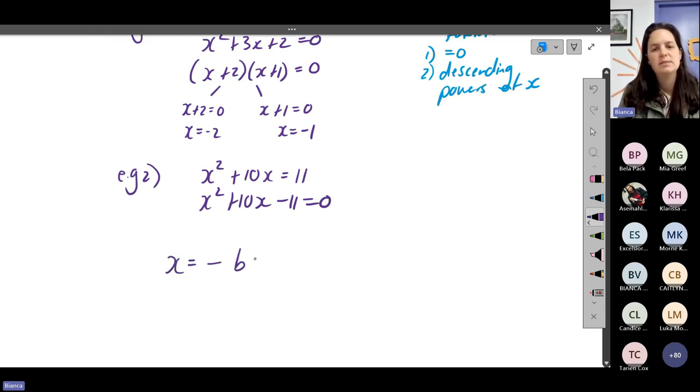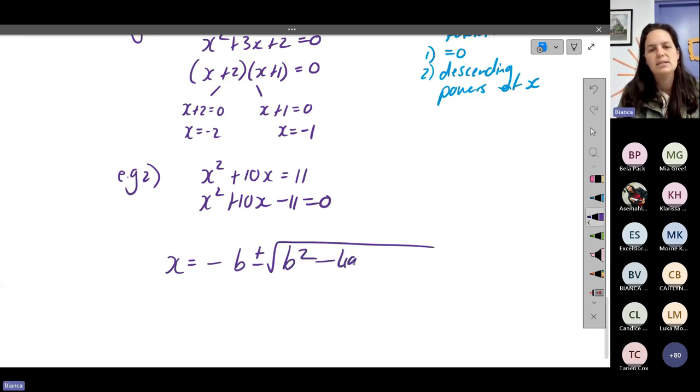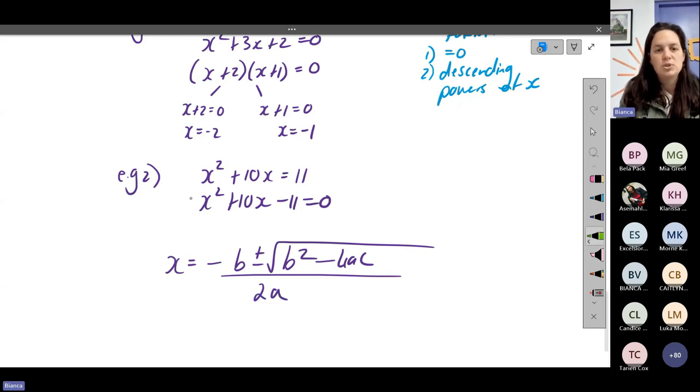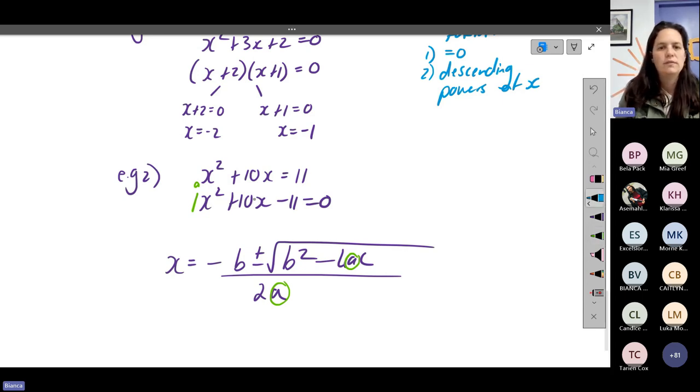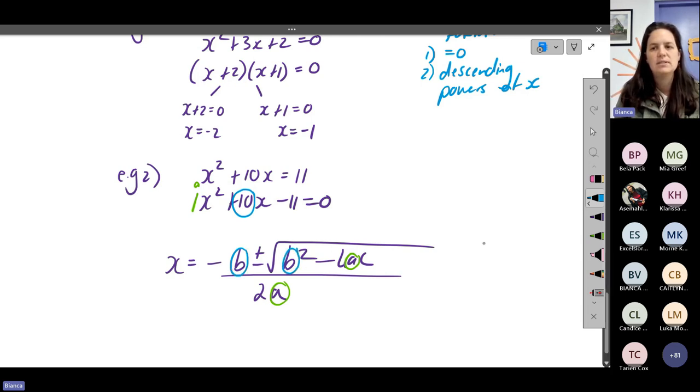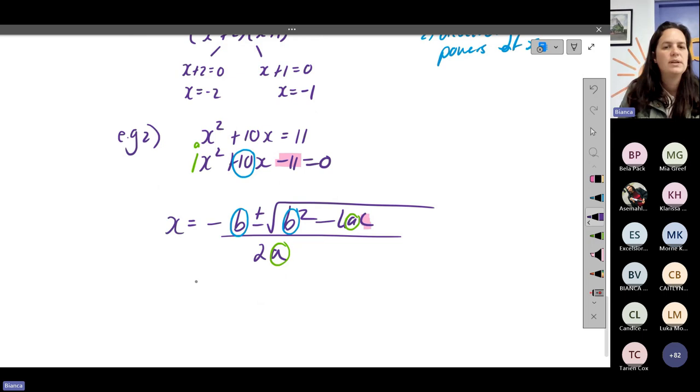So X equals minus B plus or minus the square root of B squared minus 4AC, over 2A. The coefficient of the square in this case is 1. This is your A. So wherever you see an A, you're going to put what? A 1. The coefficient of the X is B. So wherever you see a B, you're going to put the 10. And then obviously the C is the last one, and you include the negative, whatever the sign is. Then you put it into your quadratic formula.